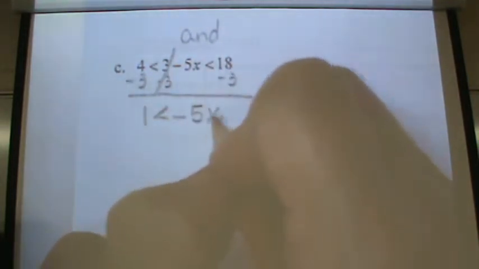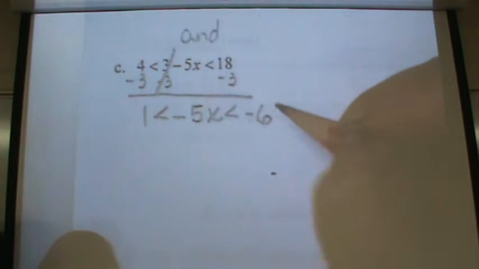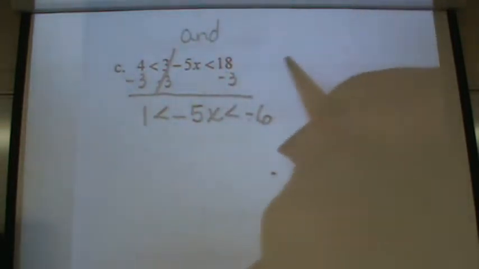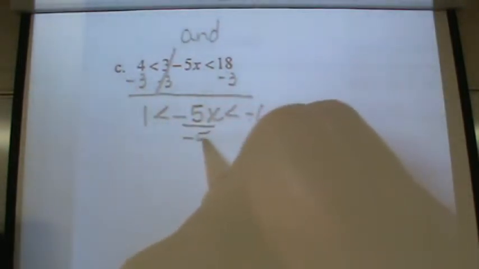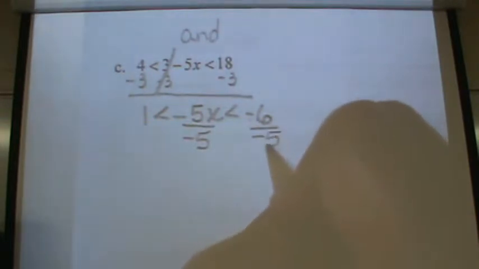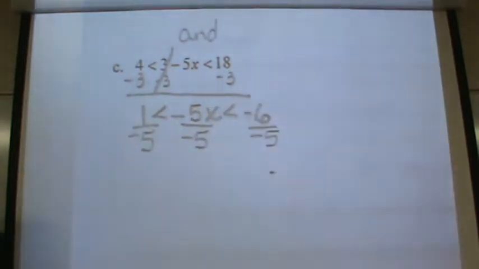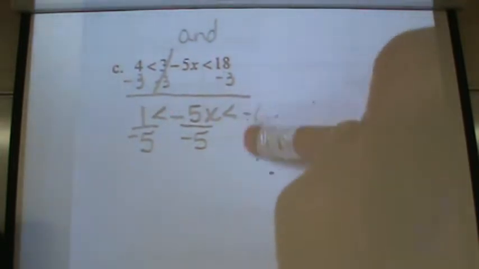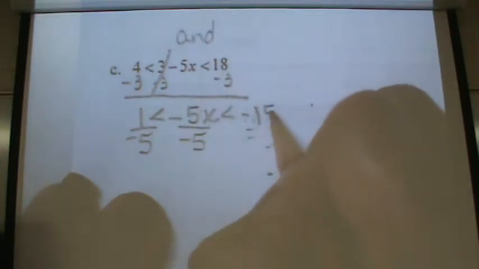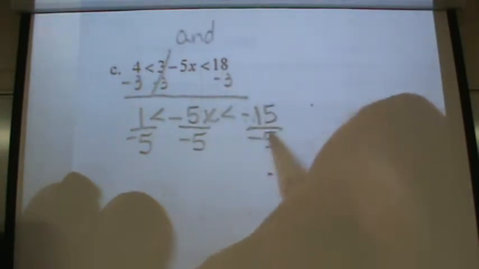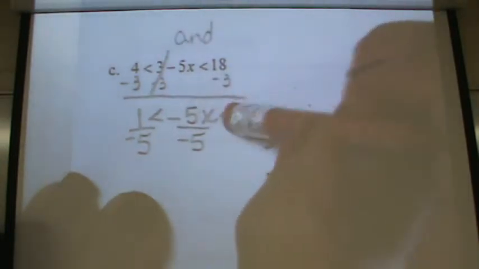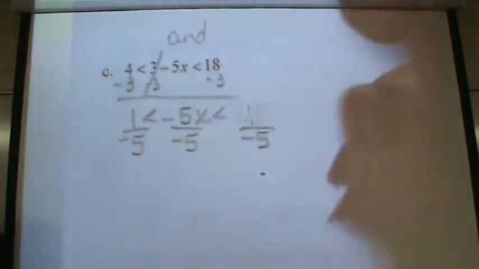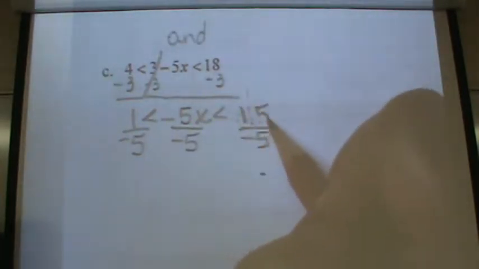So why can't I just subtract 3 here, subtract 3 here, and subtract 3 here? We can. Then you're going to divide by -5, but you're going to flip your inequalities. Divide by -5, divide by -5, divide by -5. Wait, this is 16, right? 15. So sorry, it's going to come out 15. This is a positive 15.